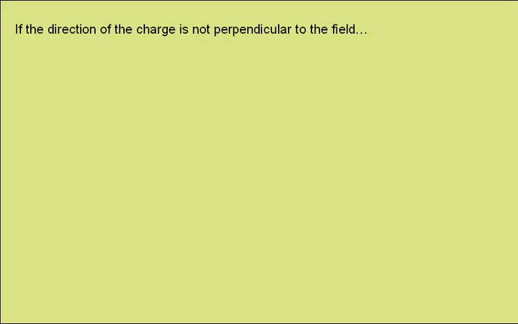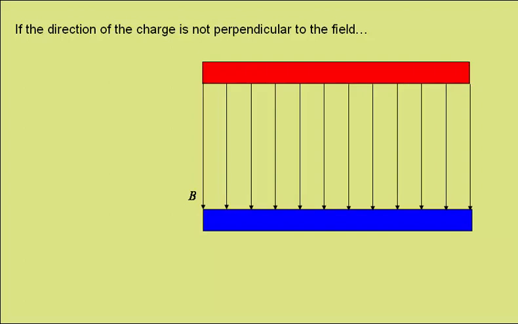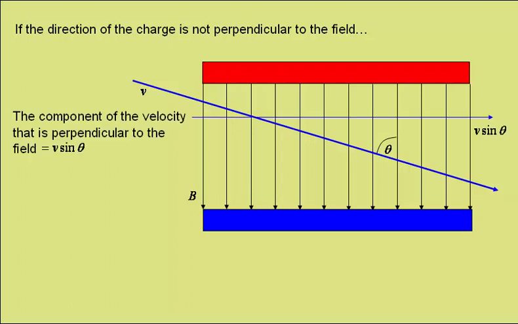If the direction of motion of the charge is not perpendicular to the field, so for instance here we have a magnetic field acting vertically downwards, and the velocity of the charge is at an angle theta to the magnetic field, well, the component of the velocity that is perpendicular to the field will be given by v sine theta. And so now the force is equal to BQV sine theta.